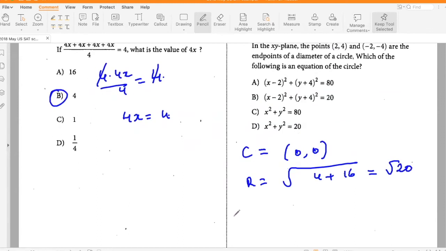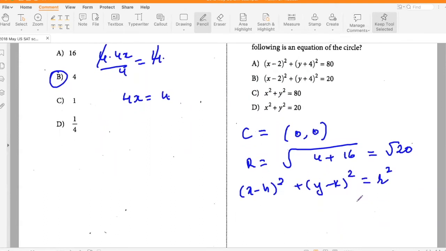So the equation of the circle is (x minus h) whole squared plus (y minus k) whole squared is r squared, where (h, k) are the coordinates of the center. So that will be (x minus 0) whole squared plus (y minus 0) whole squared is 20. So that's x squared plus y squared is 20.